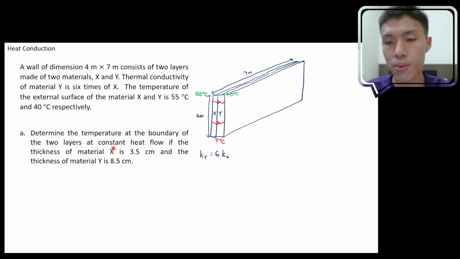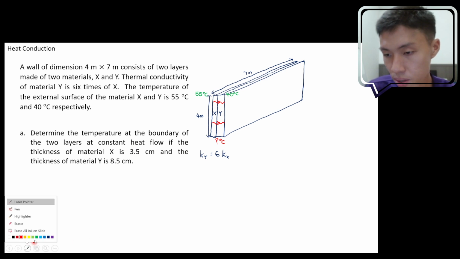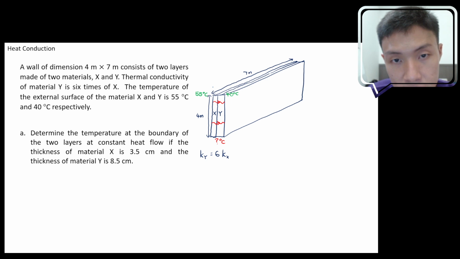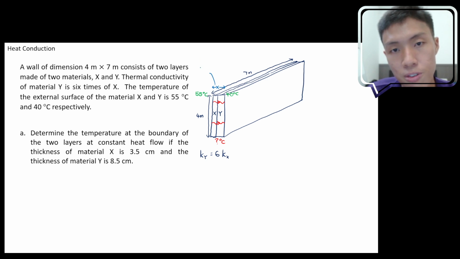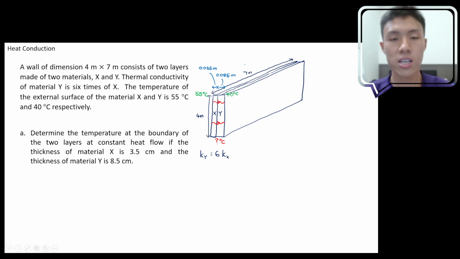If the thickness of material X is 3.5 cm and the thickness of material Y is 8.5 cm. Okay, so I need to label quite clearly. X is from here to here, Y is from here to here. So if you measure over here, this will be 3.5 cm, 0.035 meter. Whereas if you measure from here to here, you get 0.085 meter. Okay, so I hope everyone is clear with all the dimensions and everything.